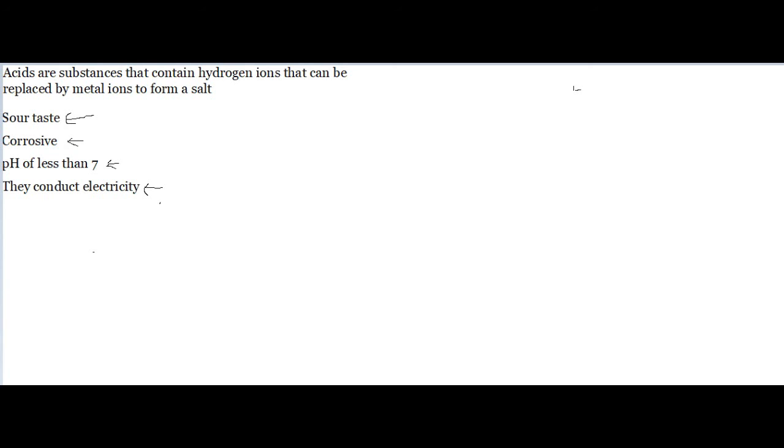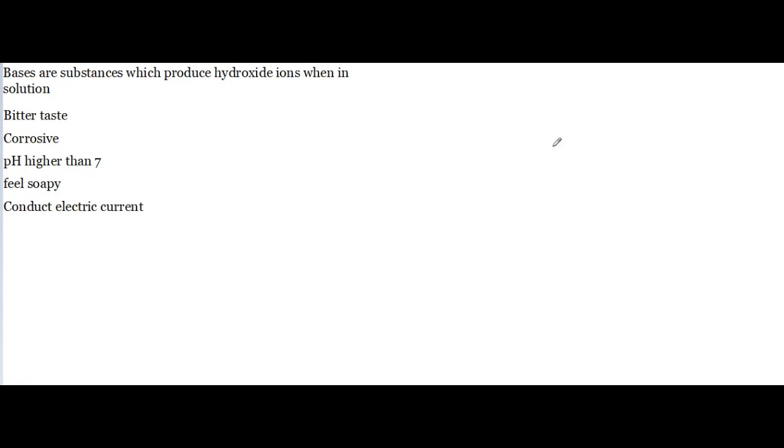Now, let's talk about acid anhydrides. Those are substances which can react with water to form an acid. So, for example, carbon dioxide plus H2O will actually give you carbonic acid. And if you react sulfur dioxide with water, you will get sulfurous acid. Sulfur trioxide with water, you will get sulfuric acid. And if you react nitrogen dioxide with water, you get a mixture of nitrous and nitric acid.